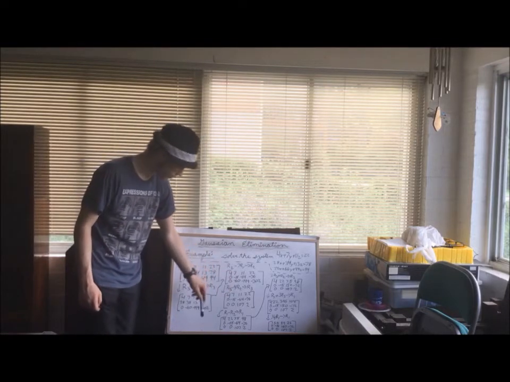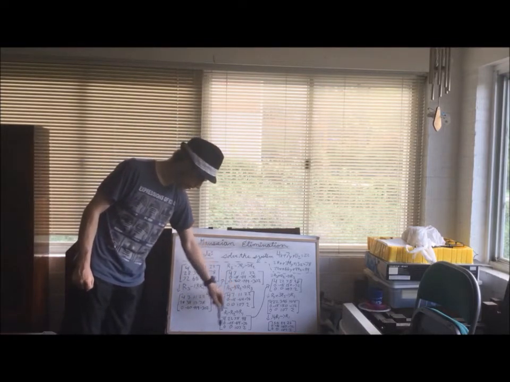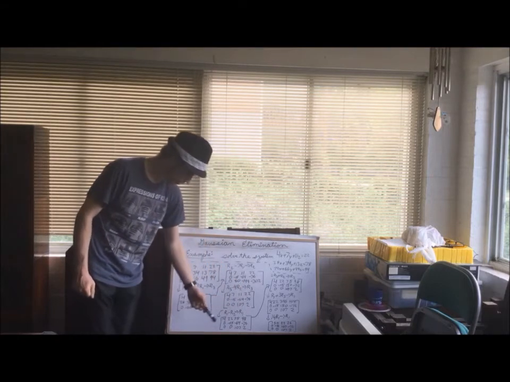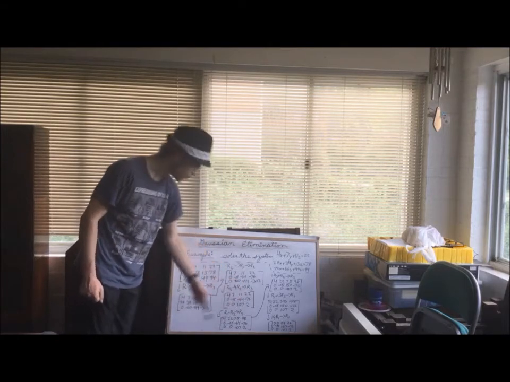And then row 2 is still 0, negative 15, negative 64, negative 76. And row 3 is still 0, 0, 172.